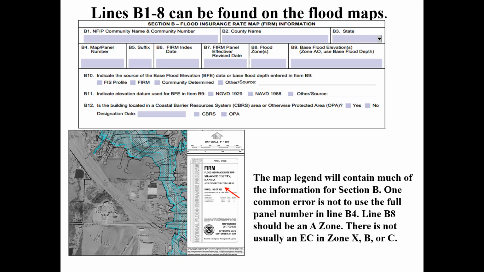So don't accept it. A lot of community officials just go ahead and fill out this section for the surveyors in their communities. It just helps avoid any mistakes or delays. So you'll put that full number in there, except for the E on the end. That is for B5, and that's for the suffix. That letter tells you how many times the map panel has been revised.